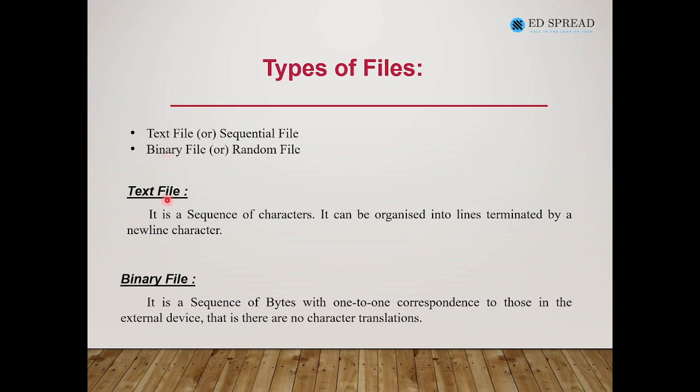The text file is a sequence of characters. It can be organized into lines terminated by a newline character. A binary file is a sequence of bytes with one-to-one correspondence to those in the external device. That is, there are no character translations.